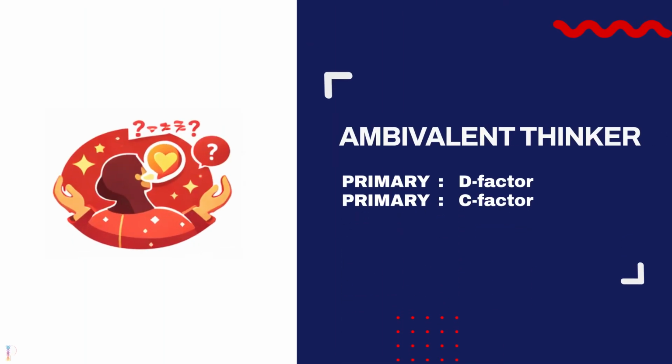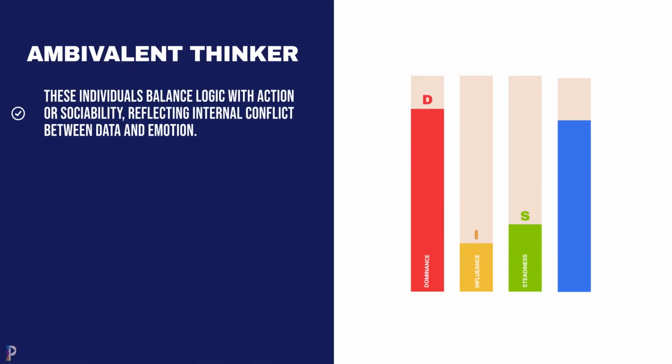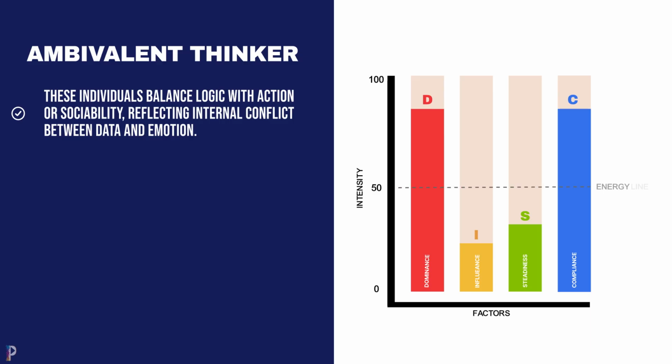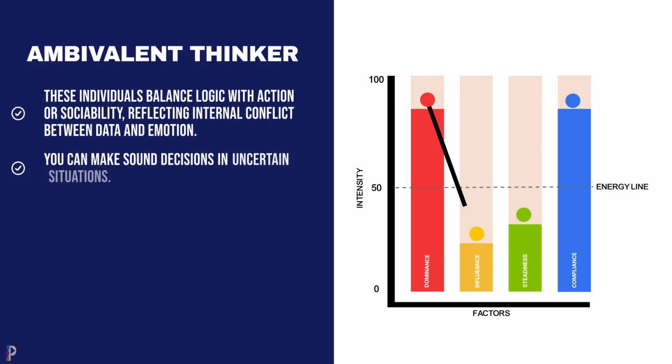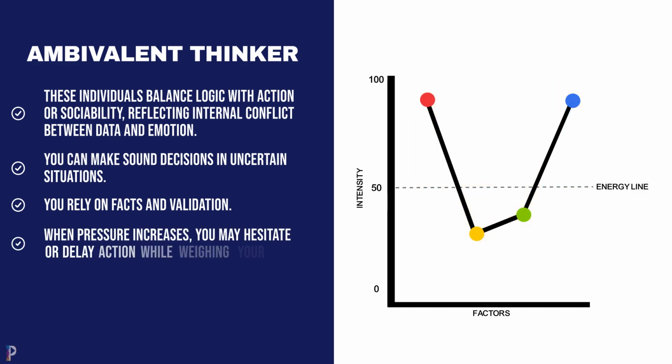The final archetype is the ambivalent thinker archetype. If the D factor and the C factor pull in exactly opposite directions, this might be your behavioral archetype. This is also known as the DC conflict. These individuals balance logic with action, or sociability, reflecting internal conflict between data and emotion. You can make sound decisions in uncertain situations. You rely on facts and validation. However, when pressure increases, you may hesitate or delay action while weighing your options.